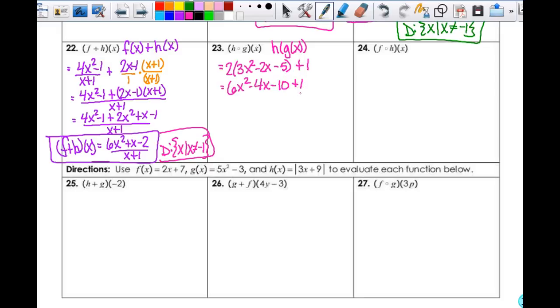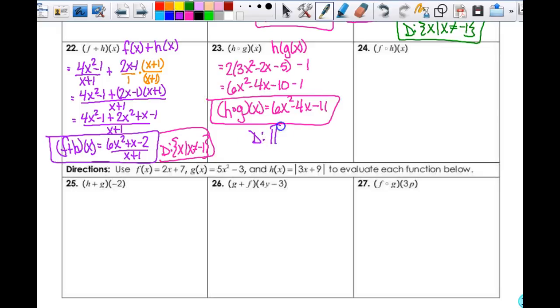No, it's not plus 1. It's minus 1, sorry. All right, my board's, there we go. This is supposed to be negative 1, I'm making stuff up there. This is minus 1, minus 1. So then I get h of g of x is equal to 6x squared minus 4x minus 11. And my domain is all real numbers for this one.